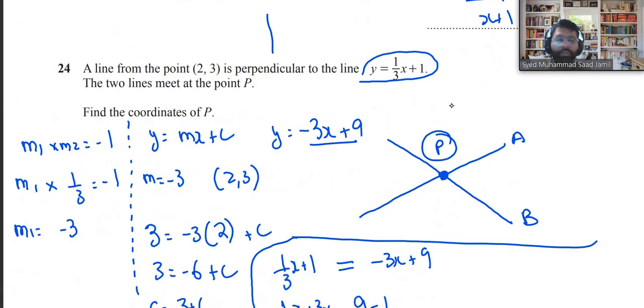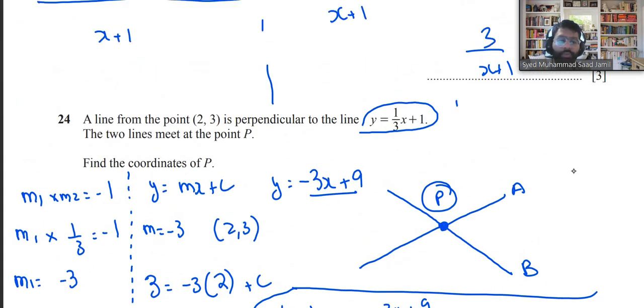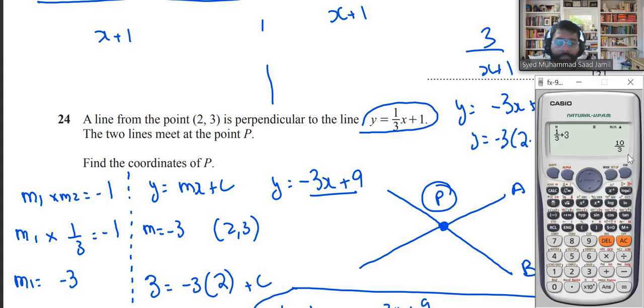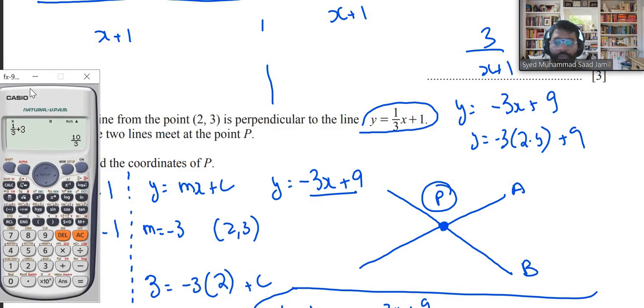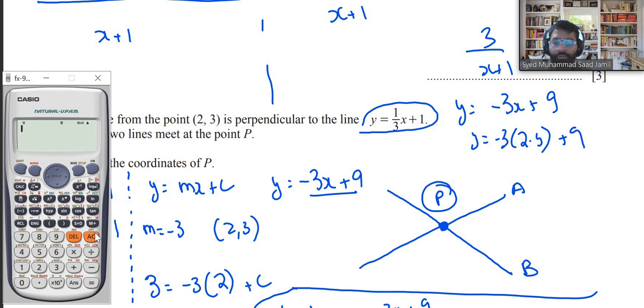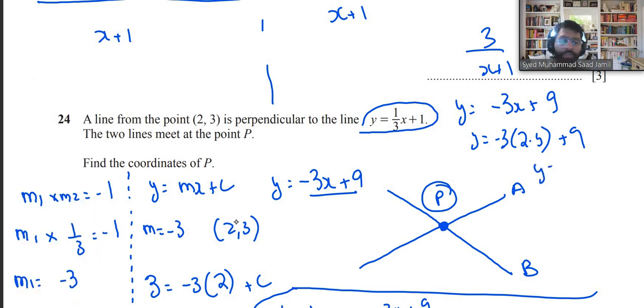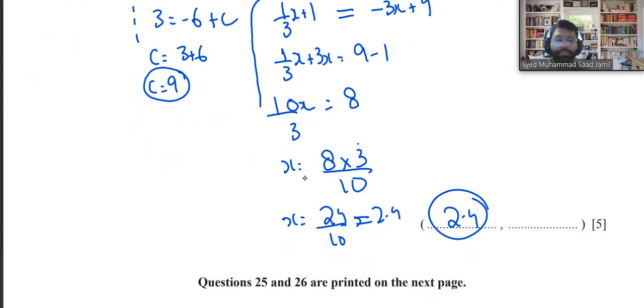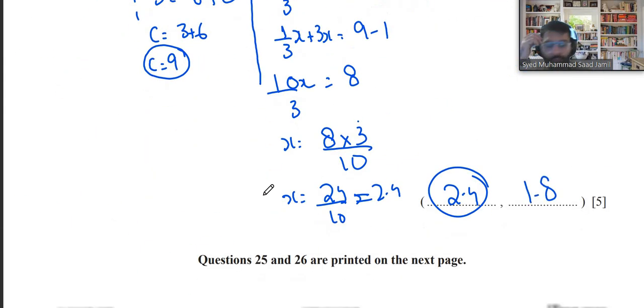What's the value of y? Look, plug it into the equation. Y is equals to minus 3x plus 9. Y is equals to minus 3 multiplied by 2.4 plus 9. Let me do it. Minus 3 multiplied by 2.4 plus 9. So it's 1.8. Y is equals to 1.8. So let's do this. 1.8. How many questions are left?